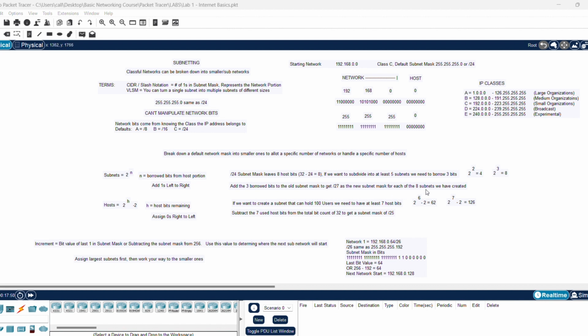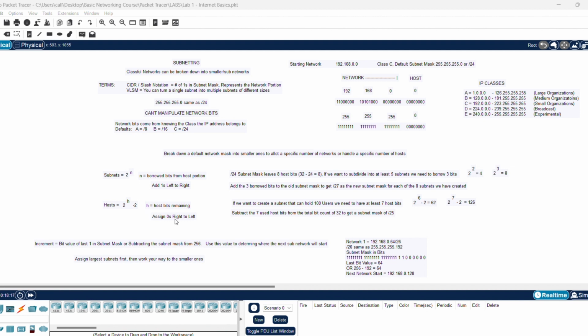Yeah, and that'll be for each of the 8 subnets that we've been able to create. So essentially from left to right, we would add those 3 ones, and so now we would have 27 ones up here, leaving us with these 5 host bits afterwards. Now another equation, if you want to get your hosts, you would use 2 to the h minus 2, where h is going to equal the number of host bits remaining.